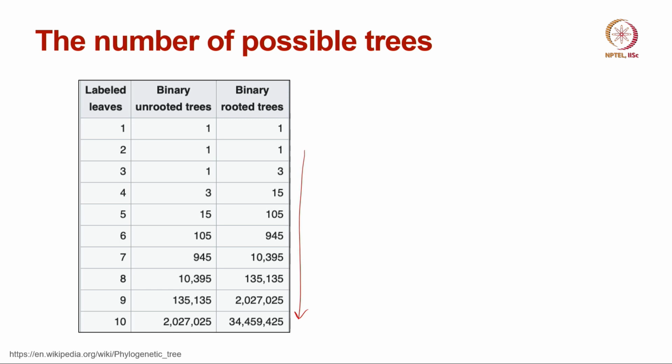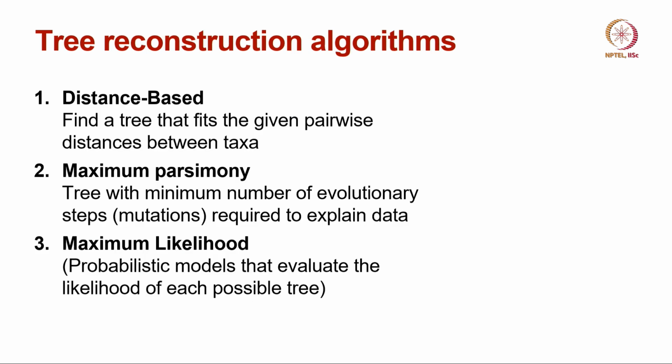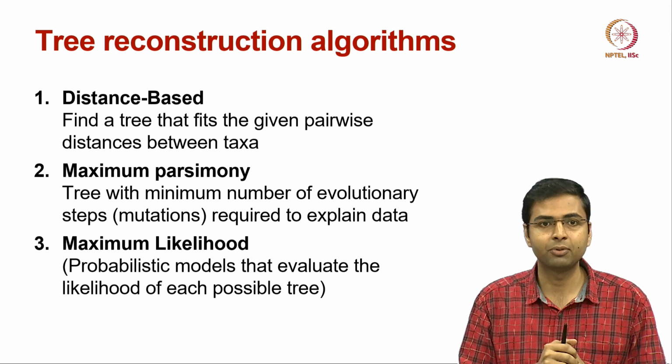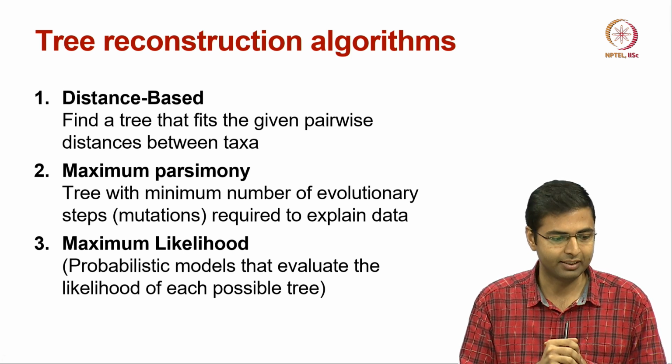Through these numbers I hope you appreciate that we cannot consider an algorithm which enumerates all possible trees. For example, a naive algorithm that enumerates all possible trees and then decides which one of them fits best with the data is not possible, because there are exponentially many trees in terms of the leaf nodes. Therefore we will use various algorithms to build these trees.